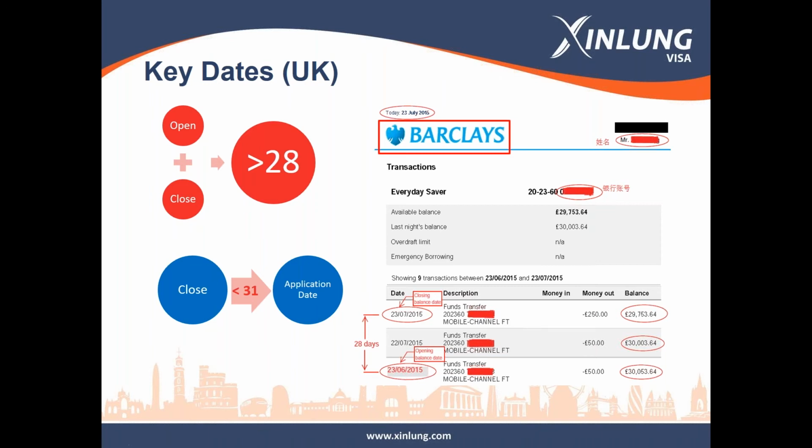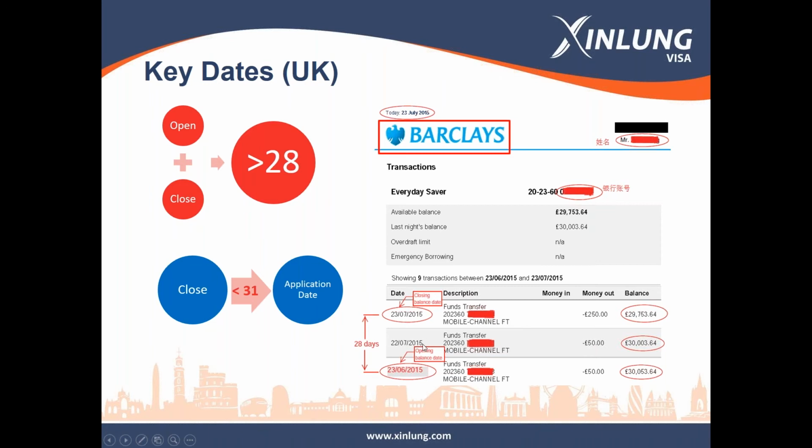Now, Home Office says we need to have the money for the 28 days period before the application. So how could we find out where the 28 days begins and where it ends? When we look at a bank statement, we go to the transactions. The first date on the transaction on this bank statement is June 23rd, so the money started from June 23rd.